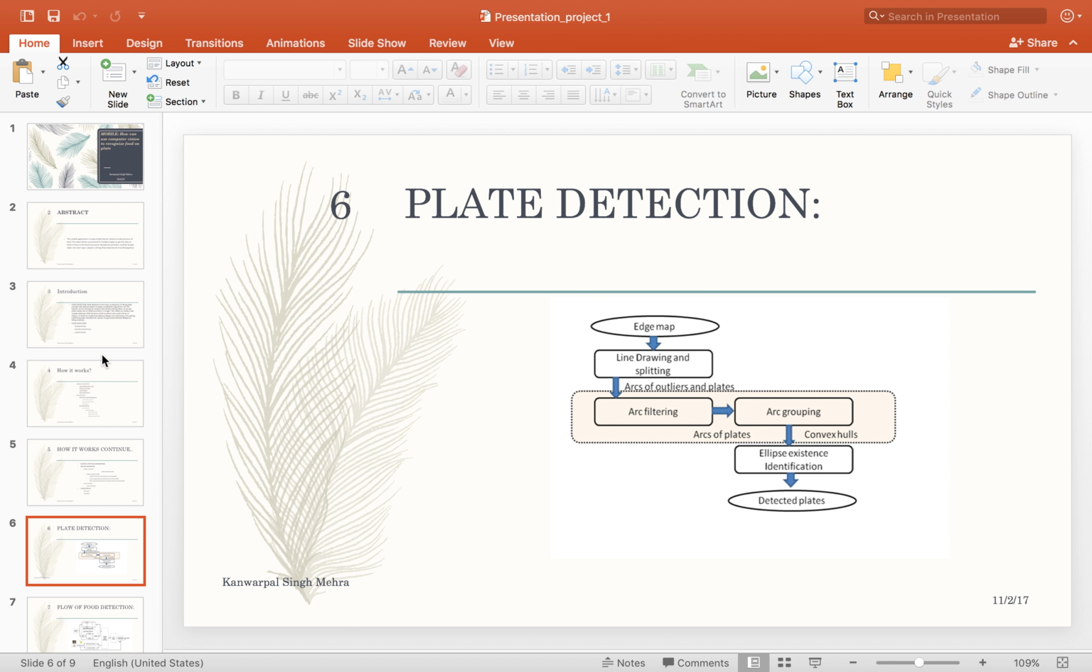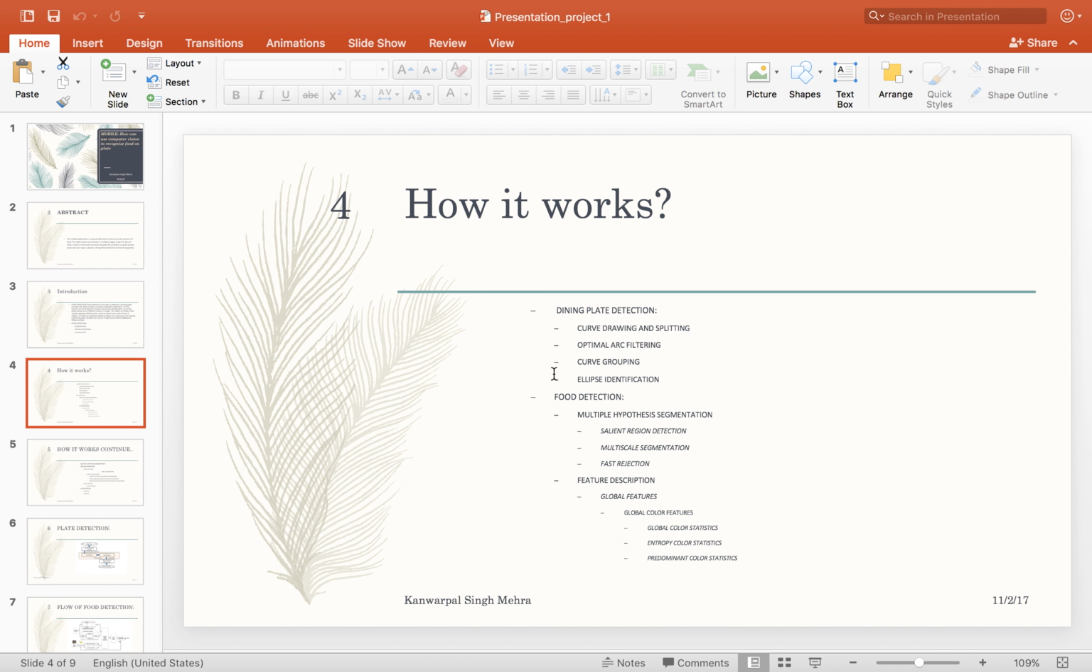This is the whole flow of steps: curve drawing and splitting, optimal arc filtering, curve grouping, ellipse identification. Then food detection itself consists of three major steps. The first one is multiple hypothesis segmentation.